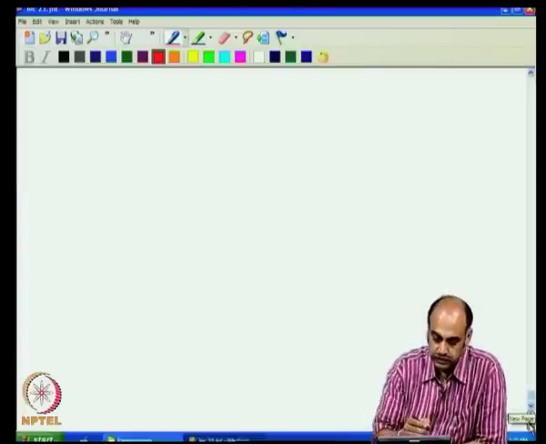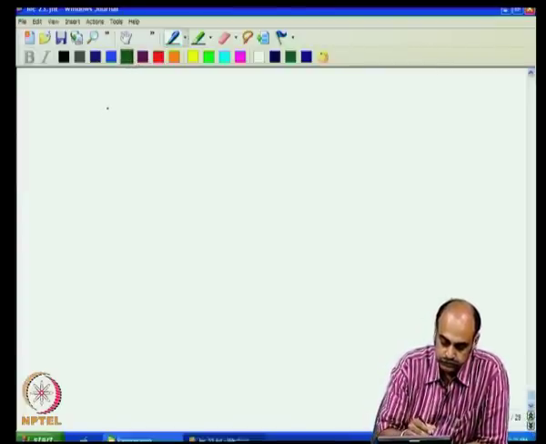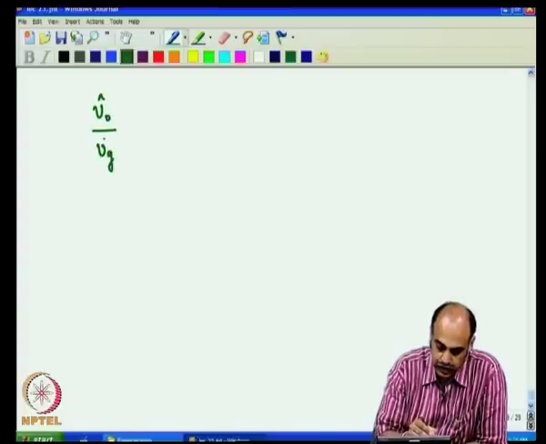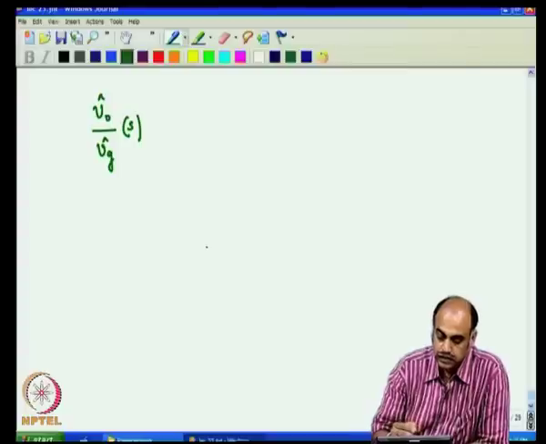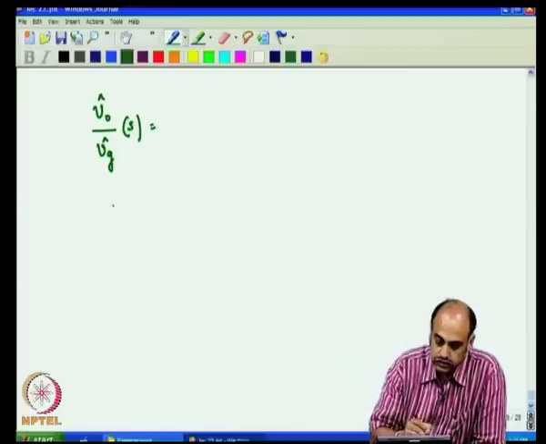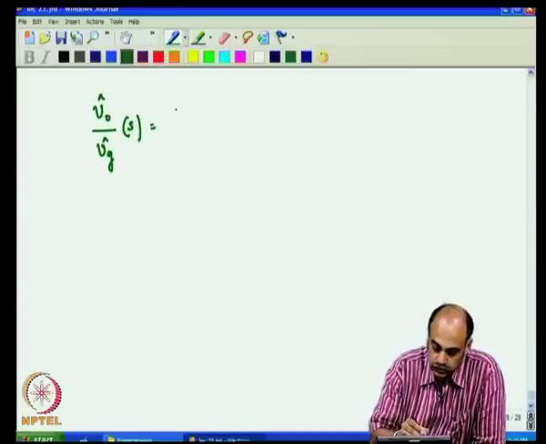Another transfer function is V naught hat by Vg hat. This is the input output voltage relationship. This is also called audio susceptibility.